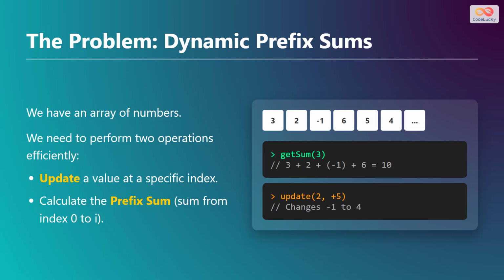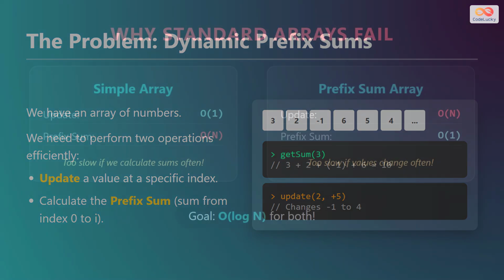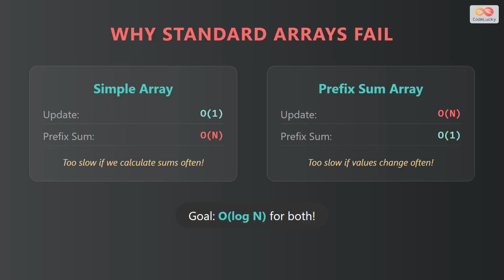Imagine you have an array of numbers, and you need to do two things frequently: update the value of a specific number and calculate the sum of numbers from the start up to a certain index, known as the prefix sum. If we use a standard array, updating a value is fast, but calculating the sum requires adding up all elements every time, which is slow. If we use a pre-calculated prefix sum array, getting the sum is fast, but updating a value requires recalculating the entire array. We need a middle ground that makes both operations fast.